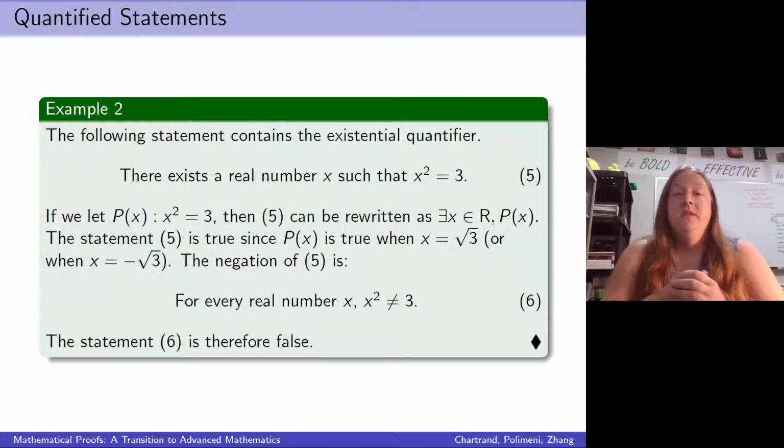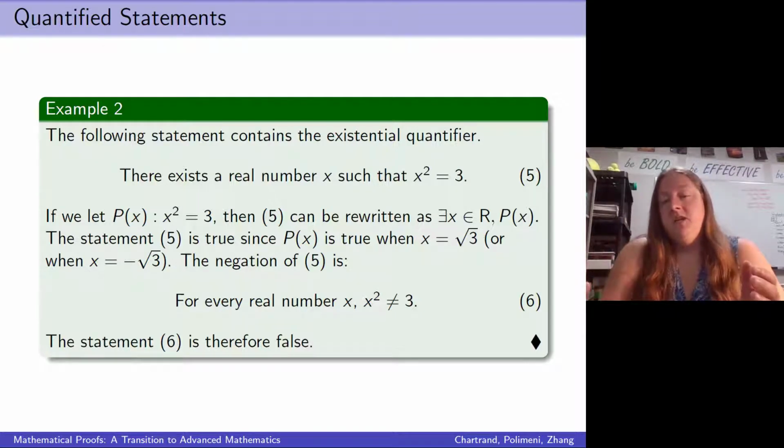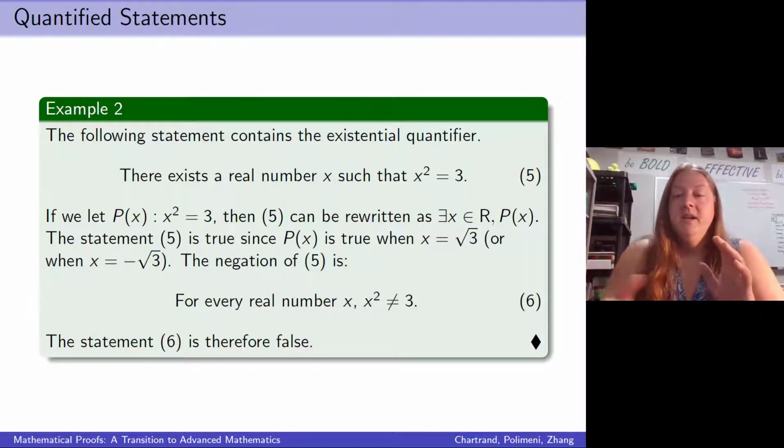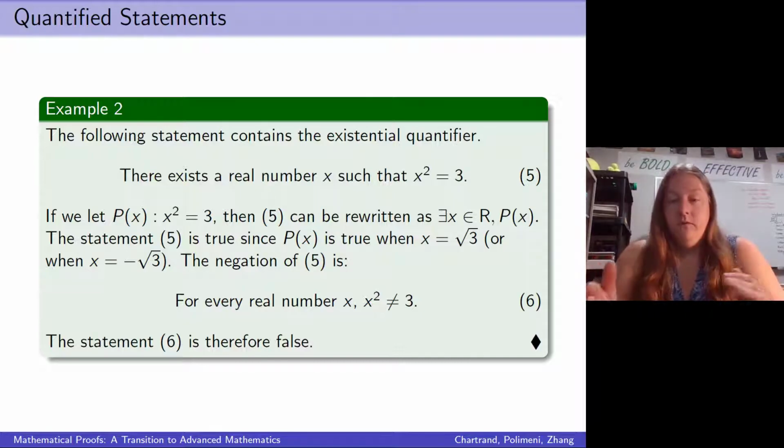So let's look at an example with an existential quantifier. There exists a real number x such that x squared equals 3. So we have this open sentence, P of x, that says x squared equals 3. We can rewrite this with notation: the real numbers are our domain, we have the existential quantifier within that domain, and then we have our open sentence. This statement is going to be true, since when we plug in the square root of 3 for x, it works, or negative square root of 3.